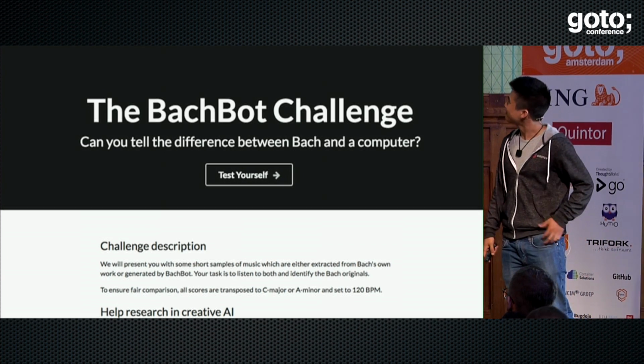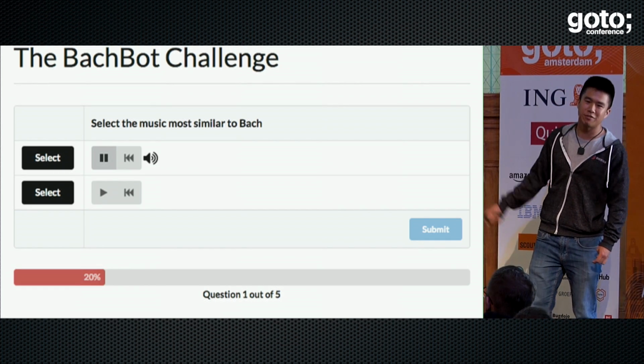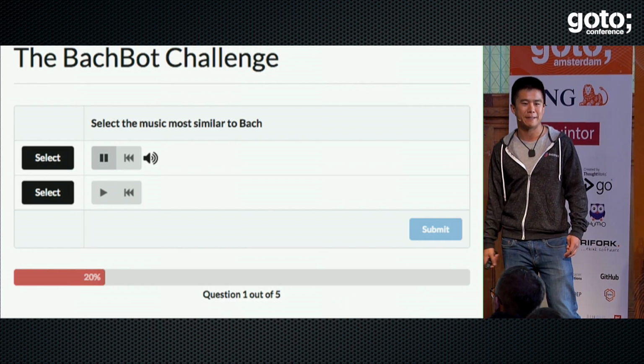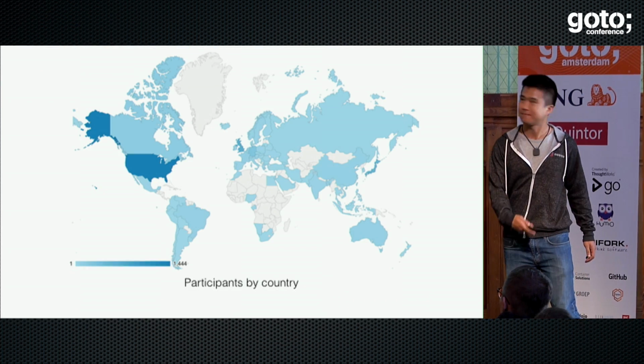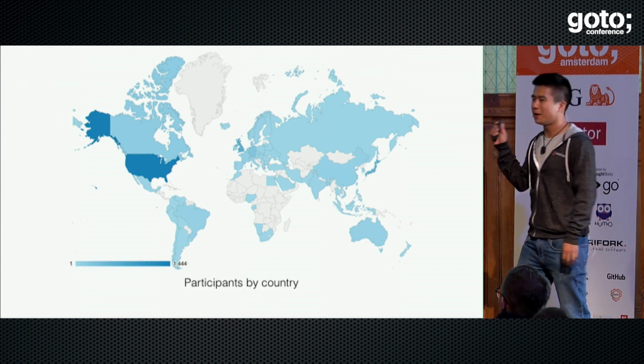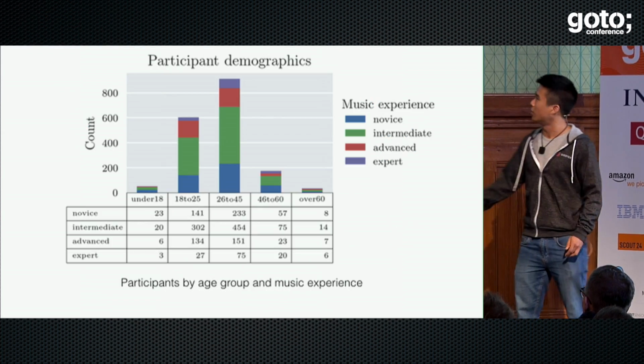But the interface is simple. You're given 2 choices. One of them is Bach. One of them is BachBot. And you're asked to distinguish which one was the actual Bach. We put this out on the internet. We got around 1,900 participants from all around the world.